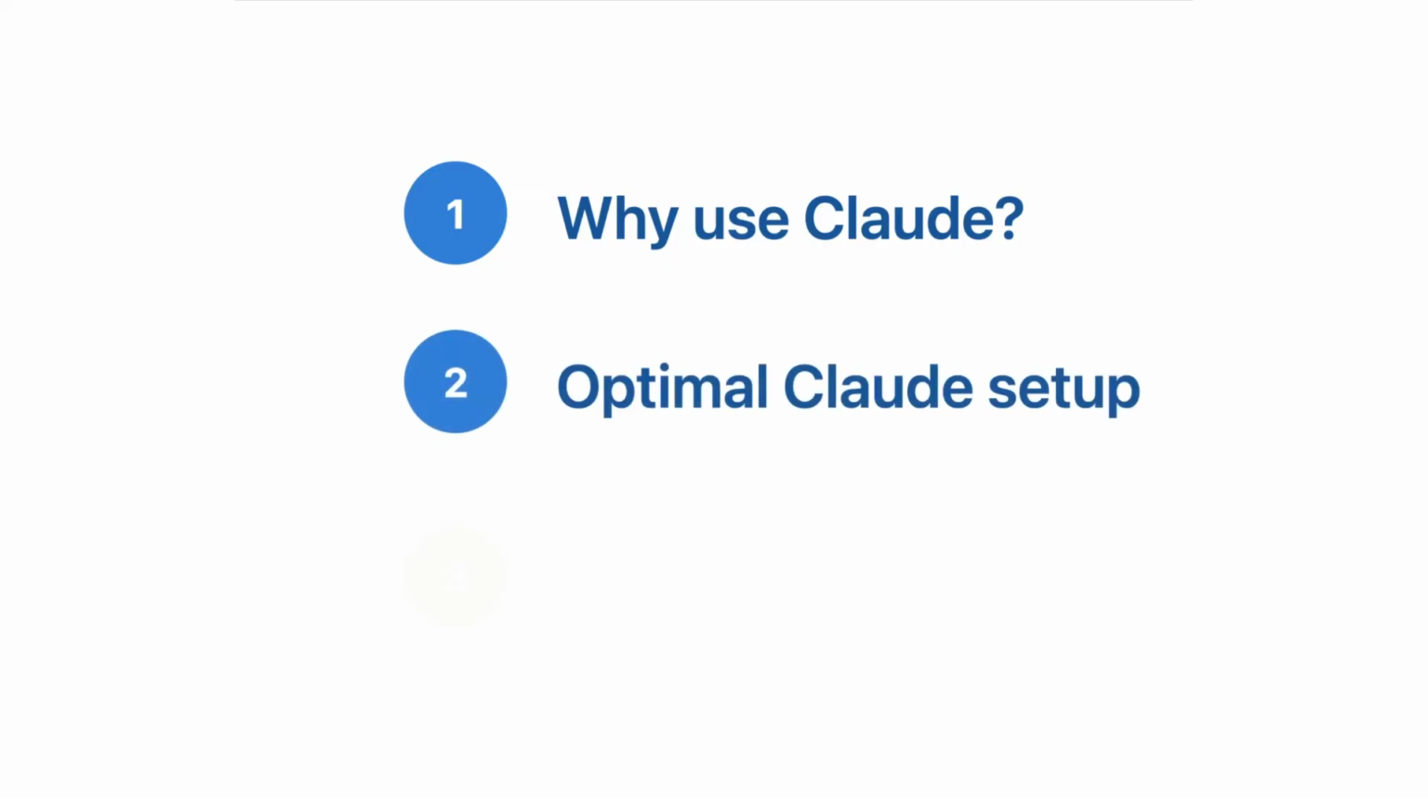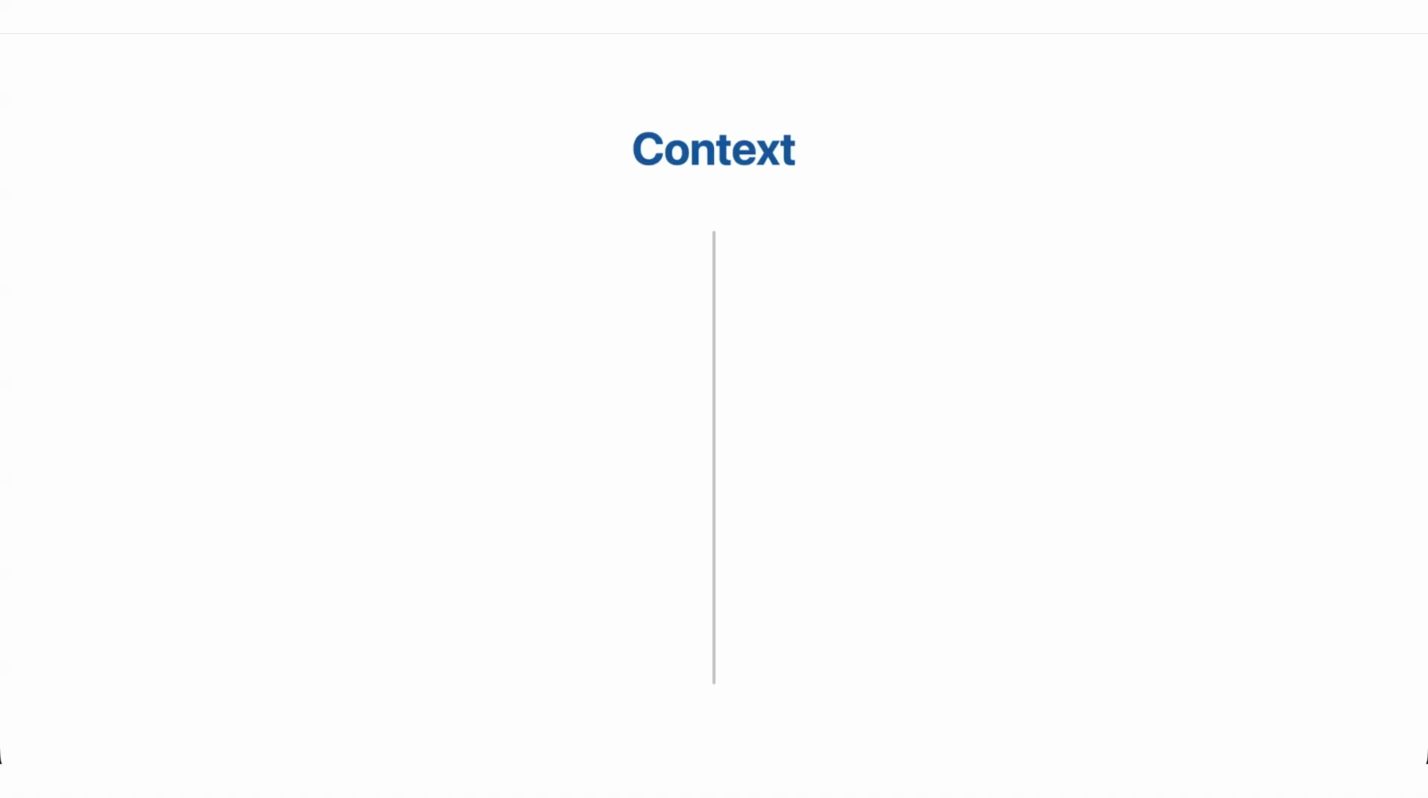That brings us to step 2, which is what is the optimal setup that we can use within Claude to get the best outputs possible. Now, the big thing we want to focus on here is context. There's 2 levels of context that we're going to want to focus on. The first one is the audience context. And this is information that's just about the audience that you're presenting to.